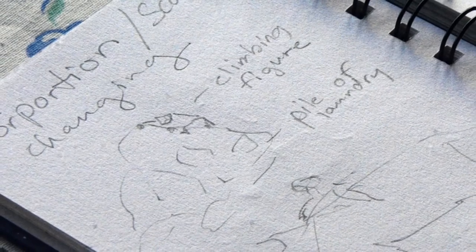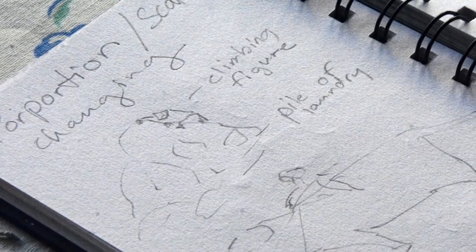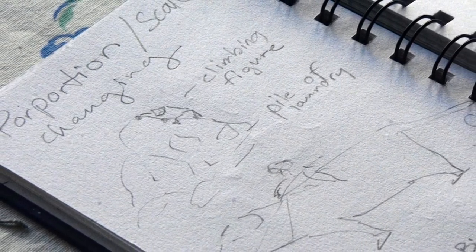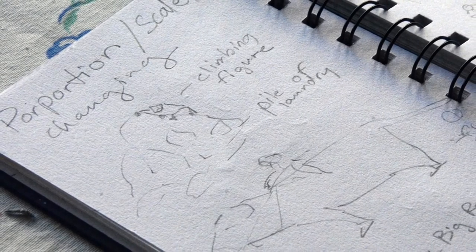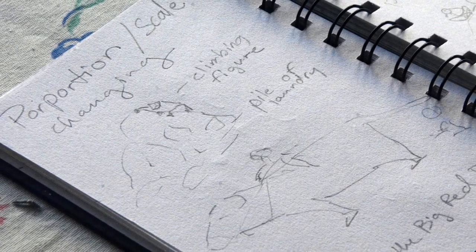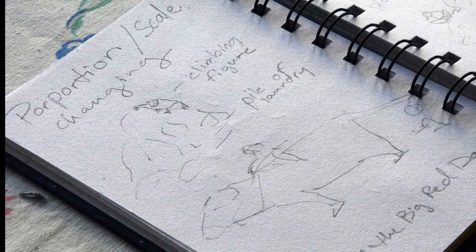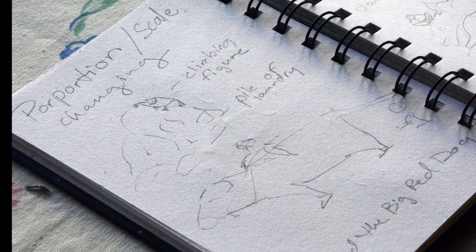I will begin this problem of thinking of proportion and scale the same way that I begin any art project, and that will be with making tiny little thumbnail sketches. These will be very quick sketches, things that I don't expect anyone else to understand. It's a way for me to get ideas out of my head and onto paper.